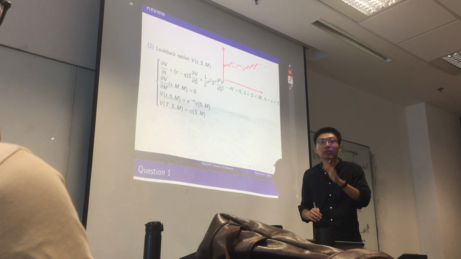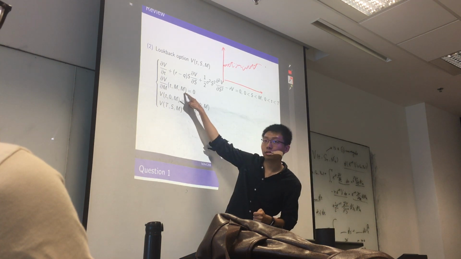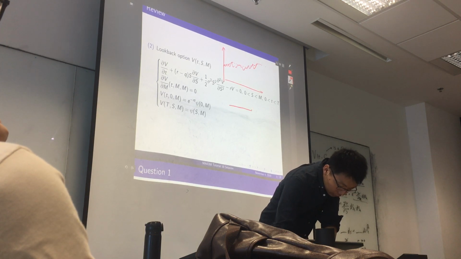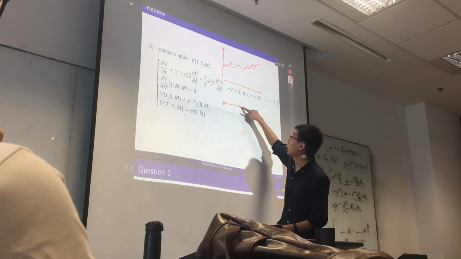DMT is larger than 0. It's strictly larger than 0. Only happens when the current stock price equals the historical maximum. The heuristic is here. Let's say historically this is M, and this is the current moment T. This is where the historical maximum is.